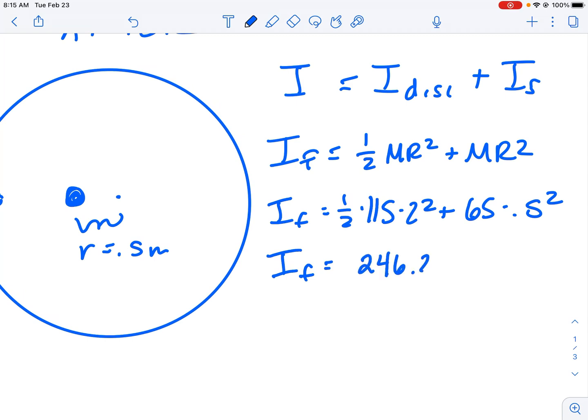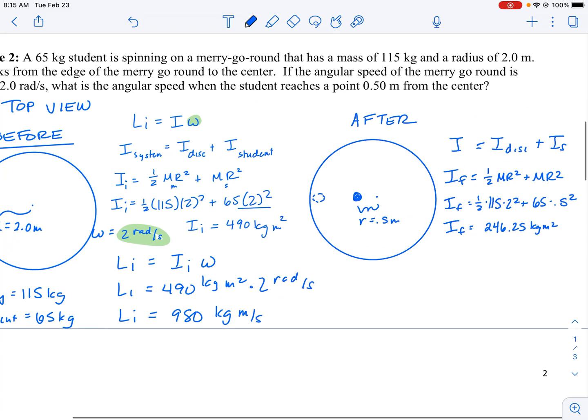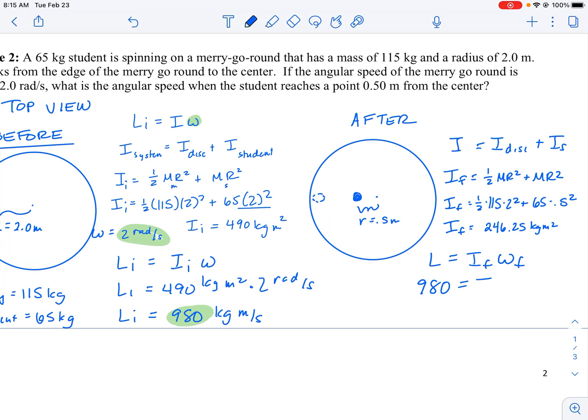So the new moment of inertia is 246.25 kilogram meters squared. So if the angular momentum does not change, so that if the angular momentum is still 980 from over here, now I can solve for the final speed.